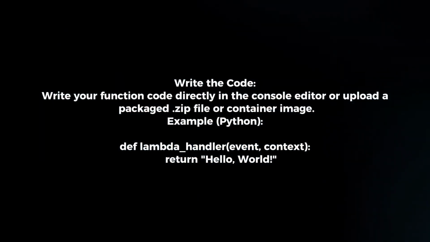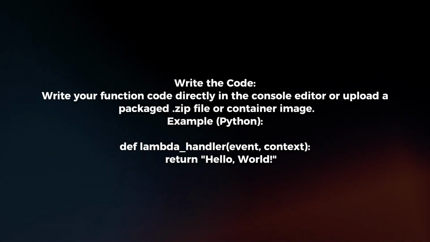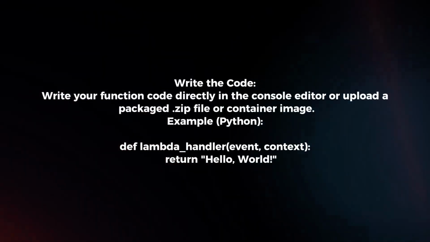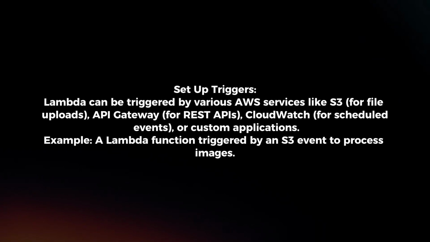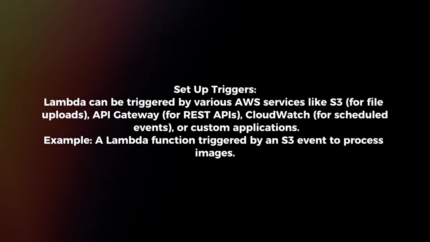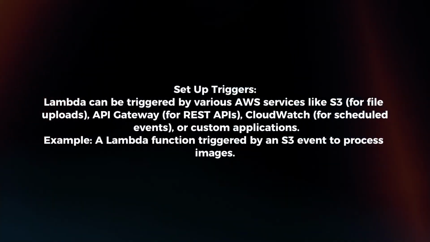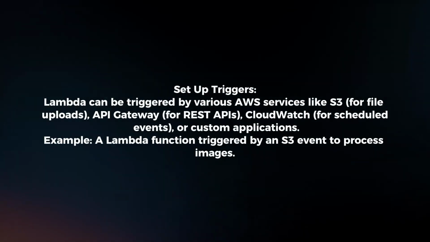Write the code. Write your function code directly in the console editor or upload a package zip file or container image. Set up triggers. Lambda can be triggered by various AWS services like S3, API Gateway, CloudWatch, or custom applications.